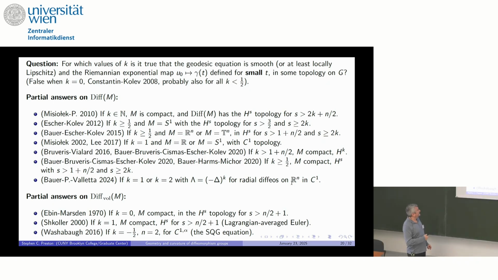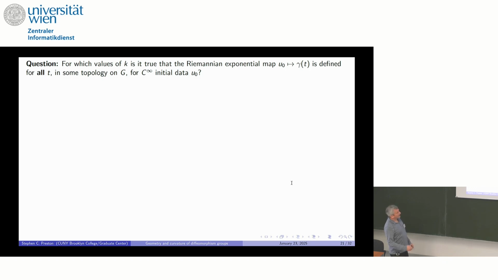On the volume preserving case, the most famous result that started all of this is Ebin-Marsden 1970, which is k equals 0, s in the large enough Sobolev topology, then this all works for M compact. Shkoller did pretty much the same thing for k equals 1, which is more complicated. And my former student Piers Washabaugh did this for k equals -1/2 in the 2-dimensional case. He used Hölder spaces to derive a result for the SQG equation, another important equation in fluids. All right, so that's the local existence question.